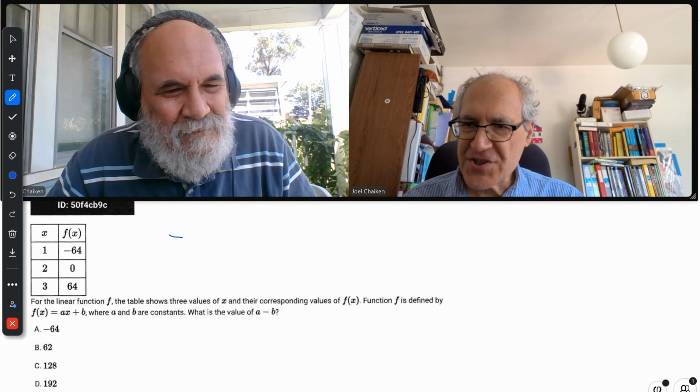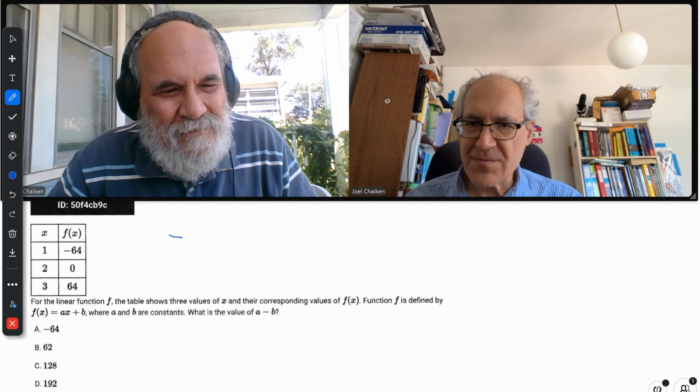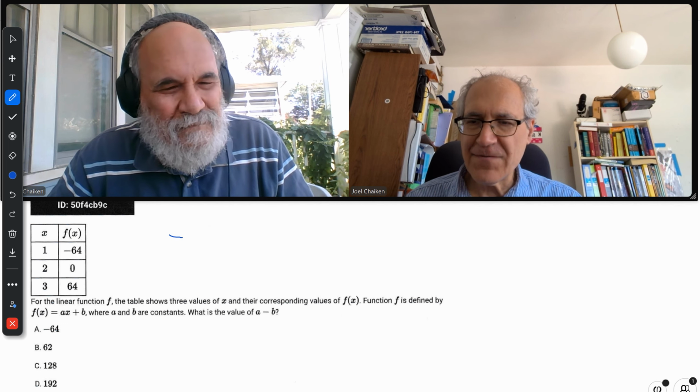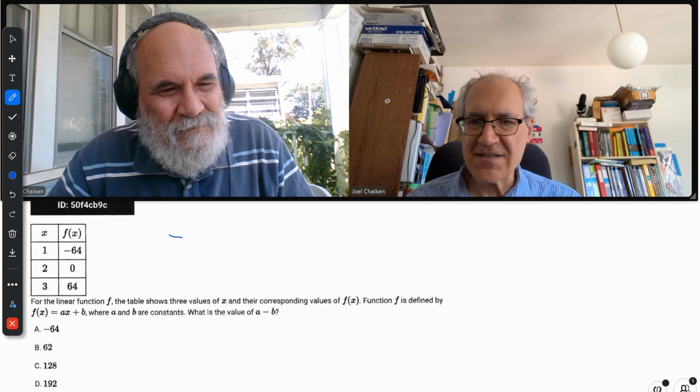For the linear function f, the table shows three values of x and their corresponding values of f of x. Function f is defined by f of x equals ax plus b, where a and b are constants. What is the value of a minus b?